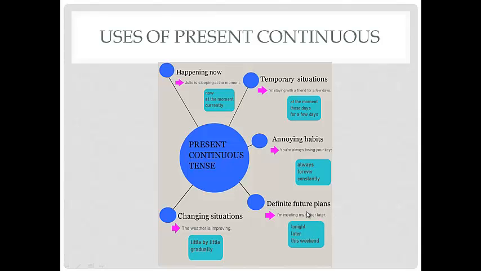Definite future plans. You have to know that this is for the near future, right? This is not really later, it's probably the same day but later. For example, I'm meeting my father later. Probably this day, or this weekend, a really near future. Changing situation: the weather is improving. We know the weather is not good, but it is improving slowly, so that is changing, right? So those are the uses of present continuous.